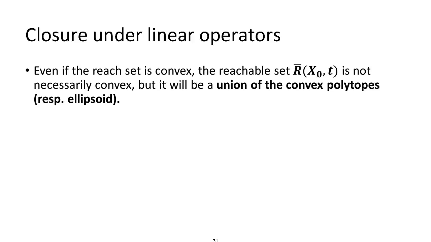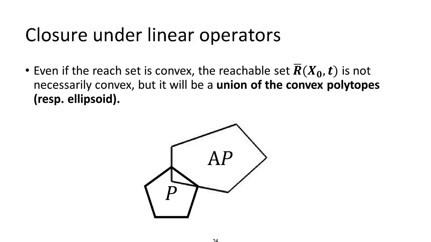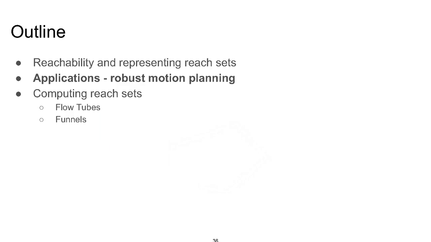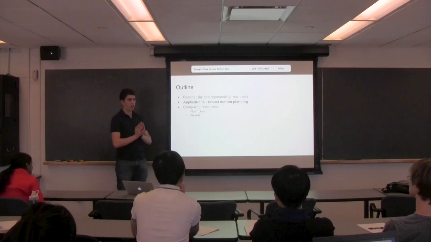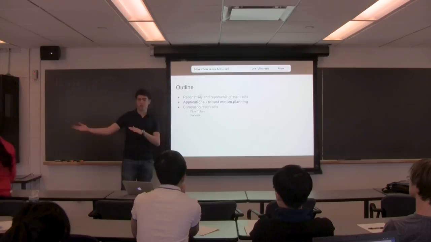Okay, and so even though the reach sets might be convex, the reachable set might not be convex, but it will always be a union of convex polytopes or ellipsoids. For example, let's say in the previous example, we started here. Then after one time step, we were here. So these are two things. And then our reachable set is the union of both of them. And this is clearly not convex, but it is a union of convex polytopes. So we can represent everything with the union. OK? Any questions before I move on to the banner?